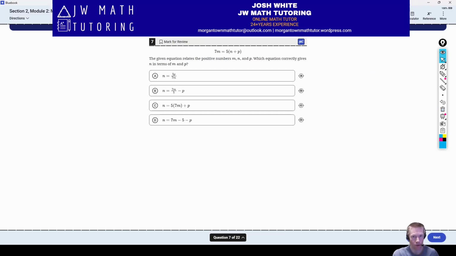All right, next up, question number 7. Here you have a formula. So we're going to solve this in terms of n. There's multiple ways you could do this. The fastest way is to actually divide by 5 first, and then just subtract p. So you get 7m over 5 minus p equals n.